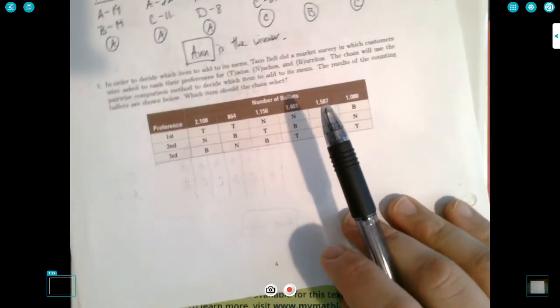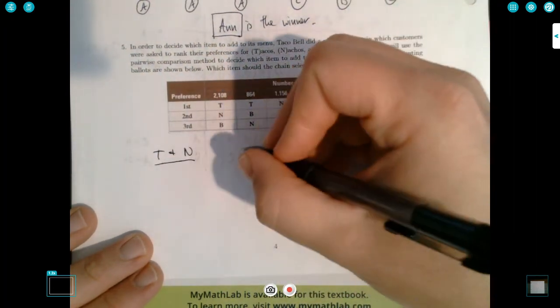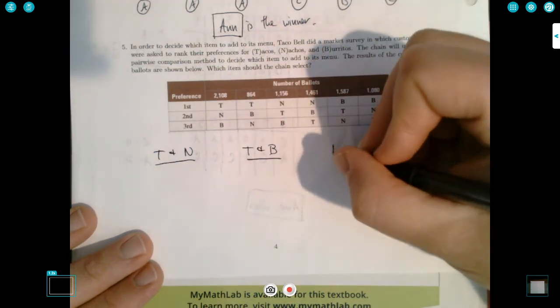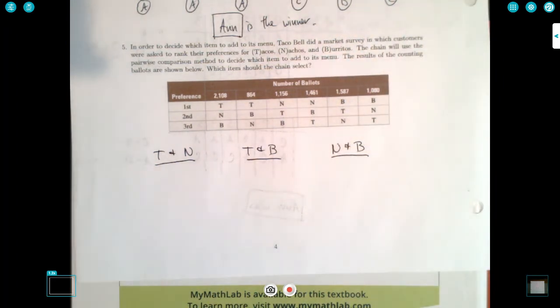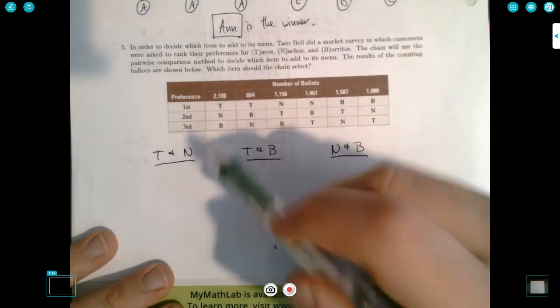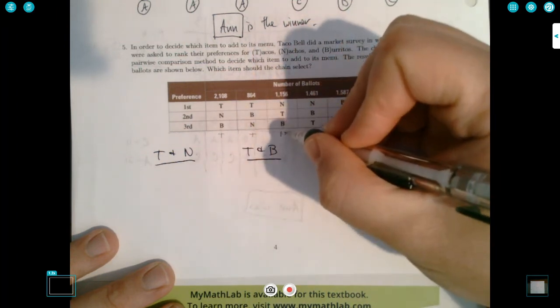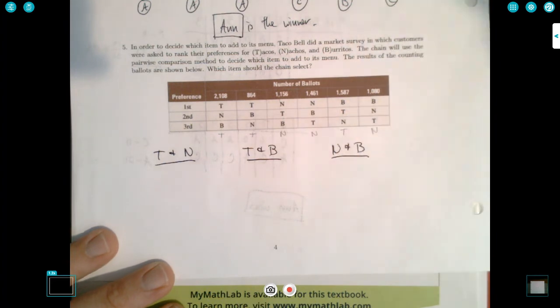Okay, so what do we need to compare? We need to compare tacos and nachos. We need to compare tacos and burritos. And we need to compare nachos and burritos. In this case, there are only 3 comparisons to make. So comparing tacos and nachos, so here tacos would take the win. Tacos would take the win. Here nachos would. Here tacos would. And here nachos would.